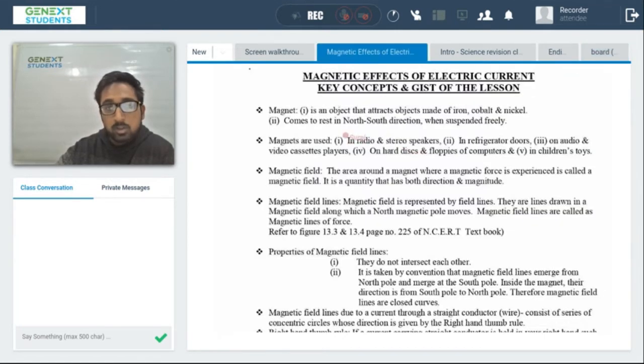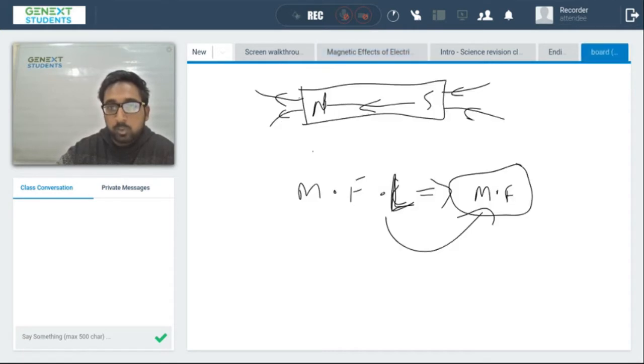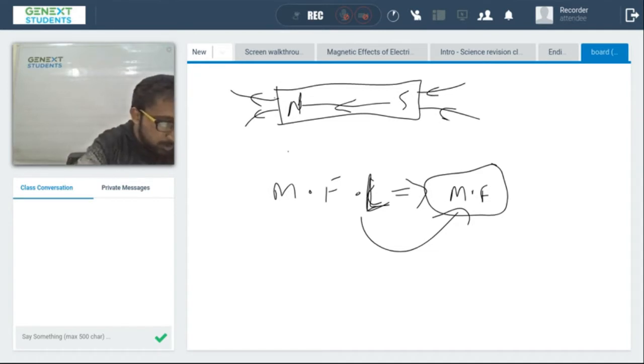Also, let's see what a magnet can do. It is an object that attracts objects made up of iron, cobalt, nickel, and comes to rest in the north-south direction when suspended freely. Before we go into this area, let's also see some more properties of magnetic fields. Also, we know that like poles repel.